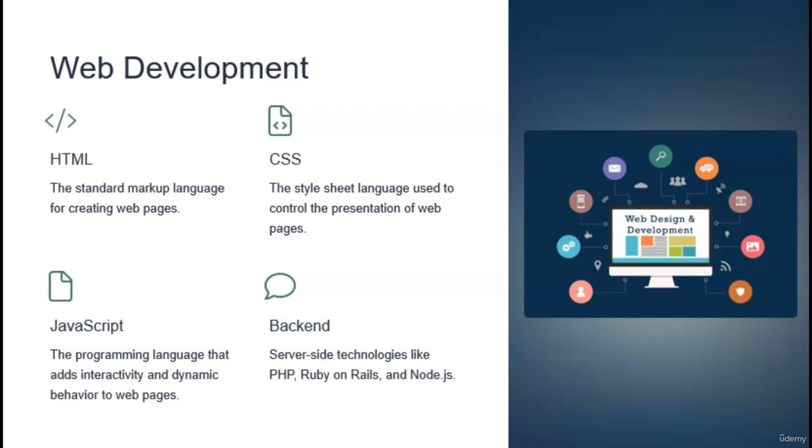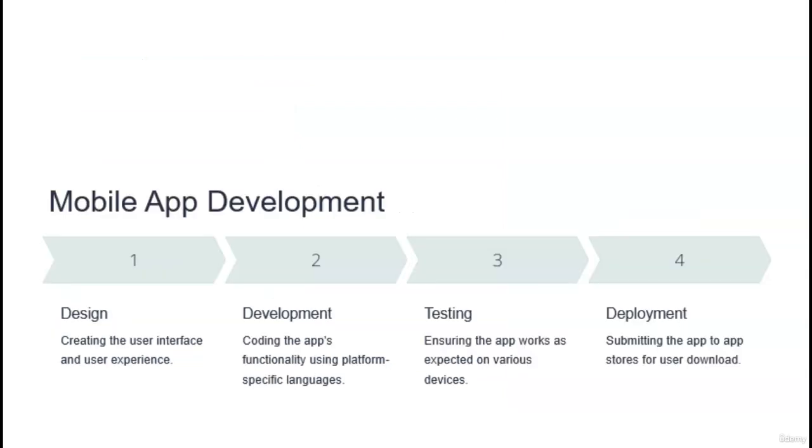Let's move on to mobile app development. Mobile app development is another area where programming is essential. It involves creating applications for mobile devices like smartphones and tablets. First, let's talk about the design. The first step in mobile app development is designing the user interface, known as UI, and user experience, known as UX. This involves creating a layout that is easy to use and visually appealing.